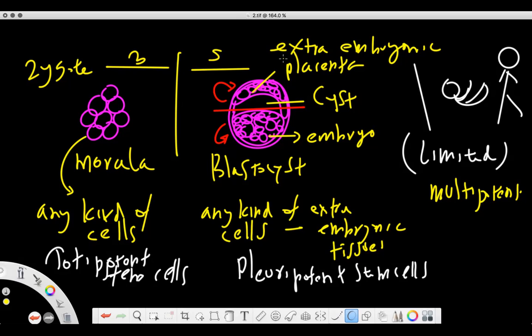Still, we haven't understood this differentiation process. If we have a cell that can differentiate into any kind of cell, and we don't know the exact process, it's very hard to use it in a wide range. Then we can use stem cells for research to understand the process.